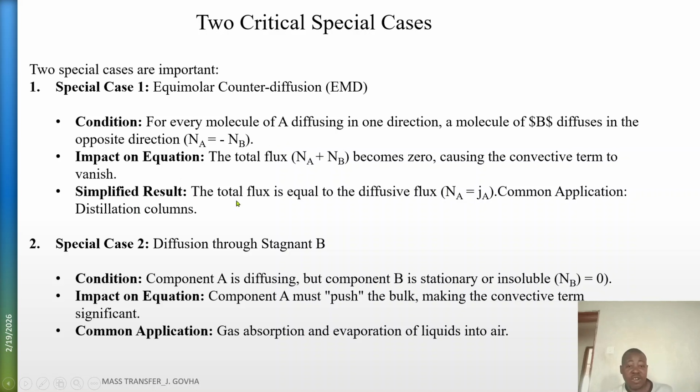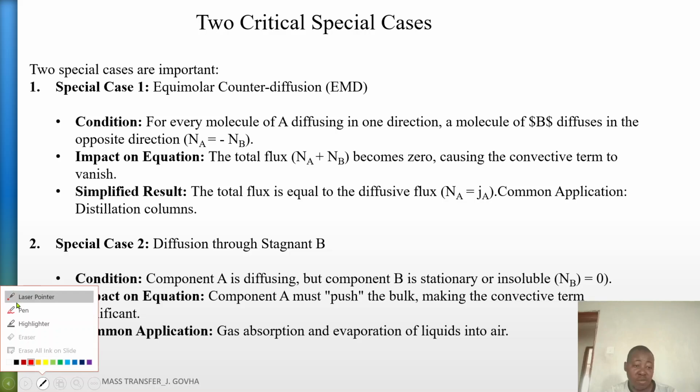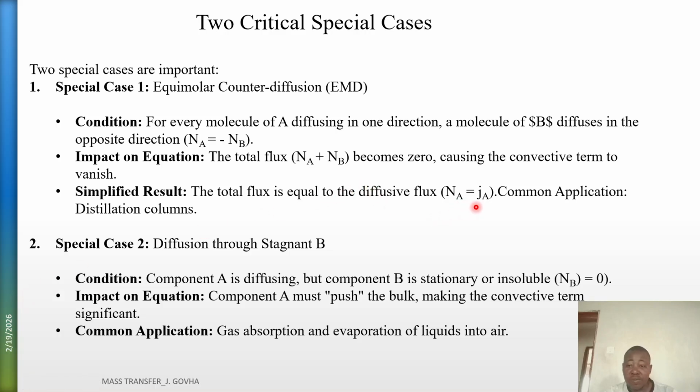Then the simplified result: the total flux is equal to the diffusive flux. So N_A becomes equal to J_A. Then special case number 2, which is diffusion through stagnant B.